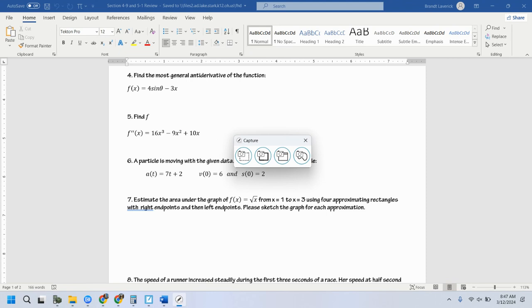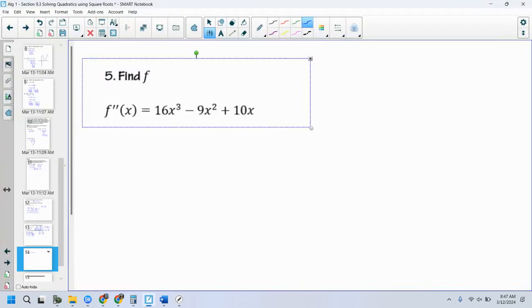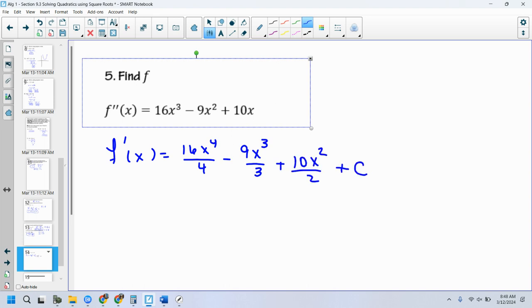Okay, so I am given f double prime. I want to find f, right? I'm given f double prime. So I've got to go 2 iterations back in terms of the antiderivative. So let's find f prime of x. Okay, so that's 16x to the 4th over 4 minus 9x cubed over 3 plus 10x squared over 2 plus c.